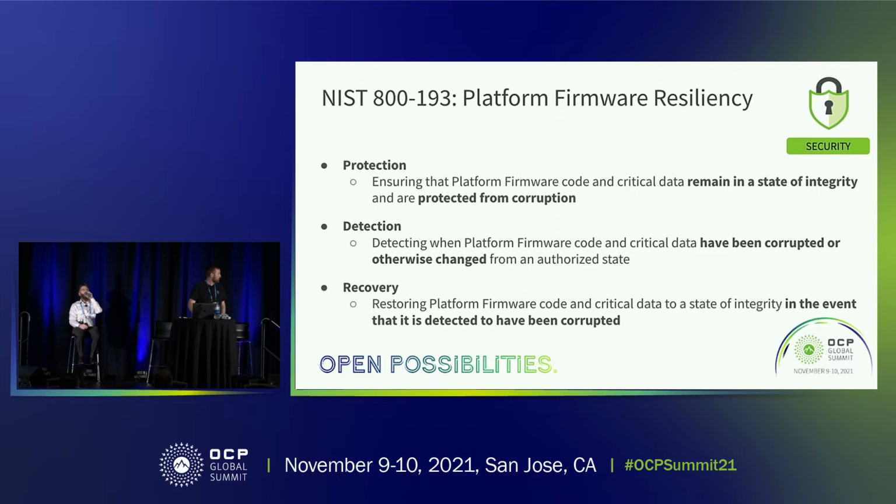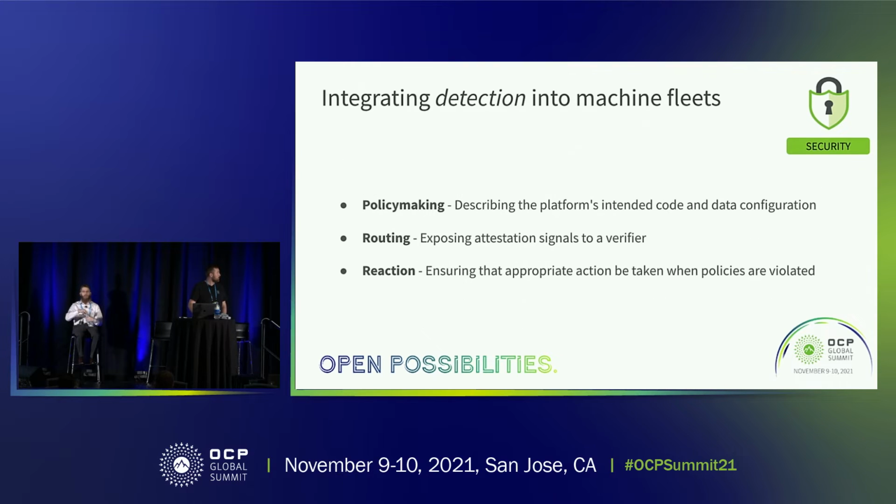We will be focusing on detection in this talk, how to integrate detection into a fleet of machines that is quite large and quite complex. So a few topics that will be brought up is policy making, how to describe the intended state of the machine. Routing, how to get signals from the entities that are producing them, the roots of trust, to the entities that will consume them, the verifiers. And reaction, how to respond if the signals don't match what the expectations are.